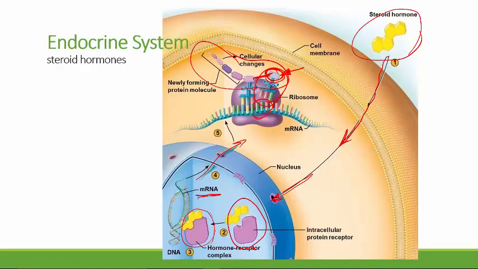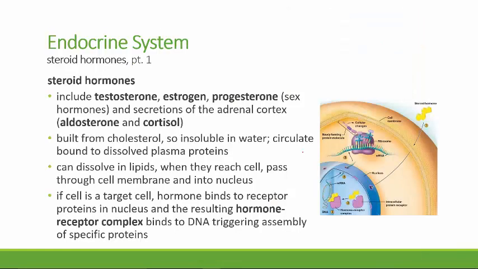Okay, so let's break it down now. So here, the steroid hormones include hormones such as testosterone, estrogen, and progesterone. Those are the sex hormones. And then the secretions that are produced at the cortex, or the rind, of the adrenal gland. They include a huge number, up to 30 hormones that are produced there at the adrenal cortex. But the primary ones that I want you to know are aldosterone and cortisol.